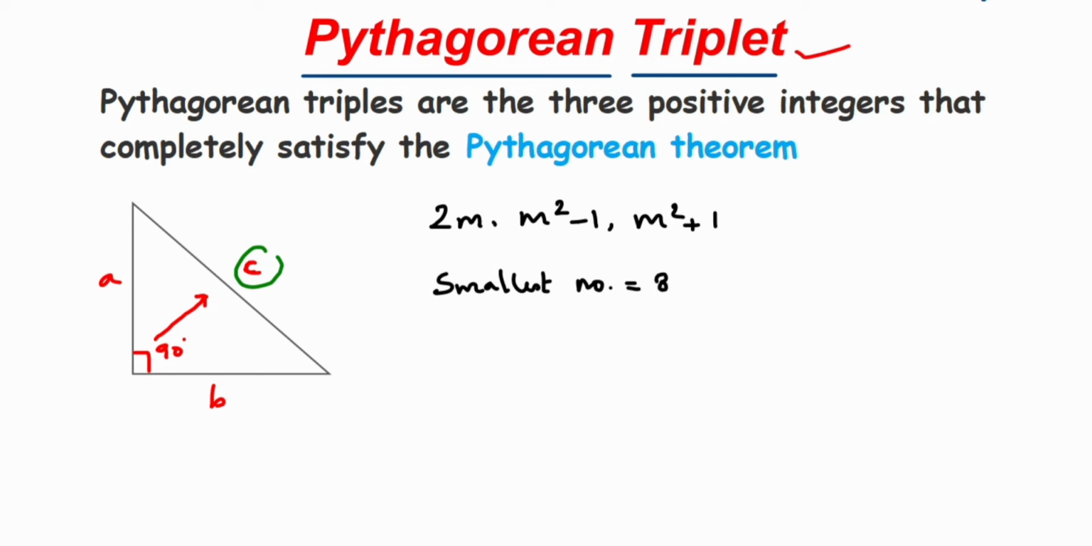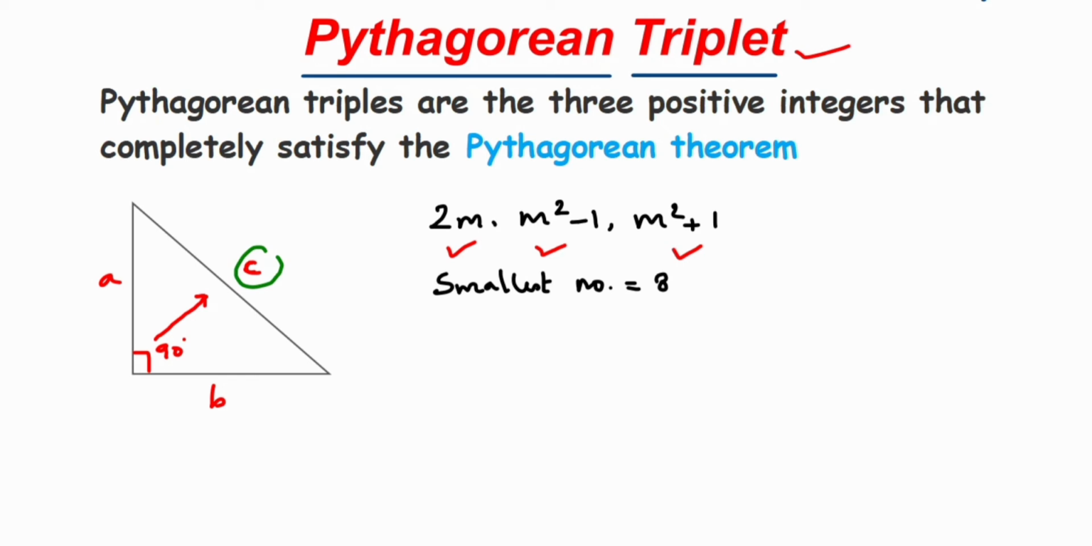Then we have to calculate the other two numbers. Now remember, this 8 is one such number, and I have to find the other two. So this 8 can be anything. It can be 2m, it can be m square minus 1, or m square plus 1. So which one should I take? I have to find the value of m first, and only then can I find the other values.